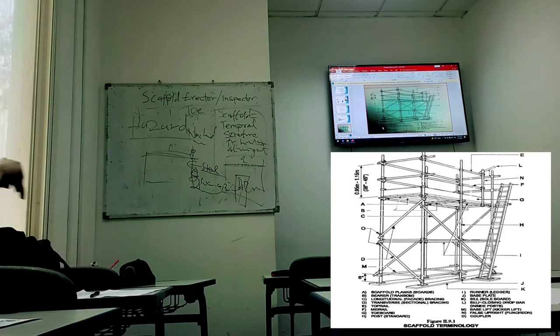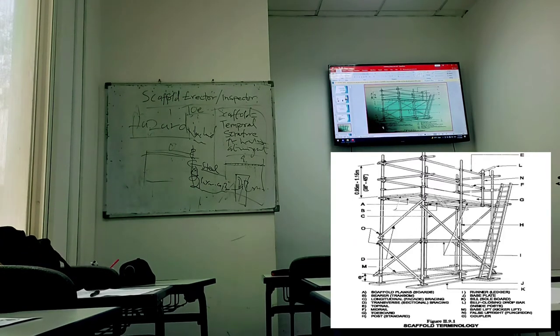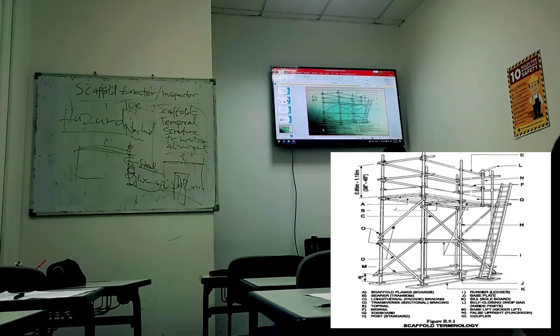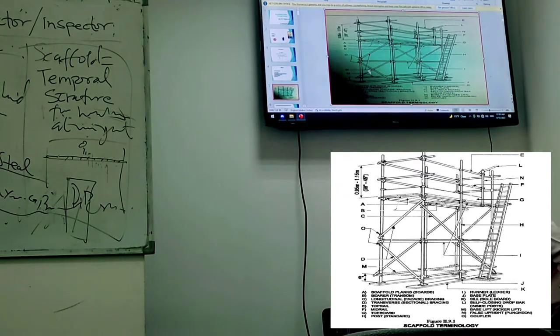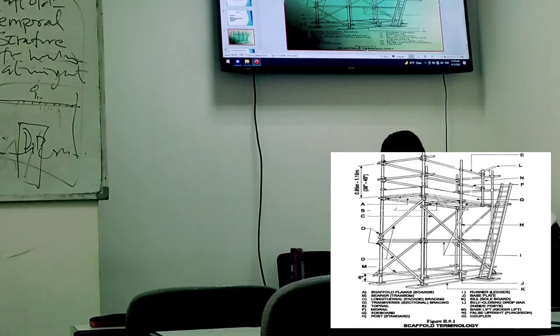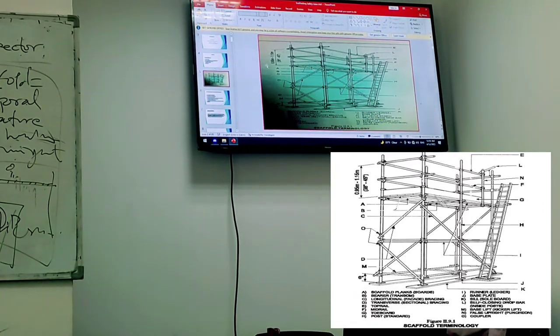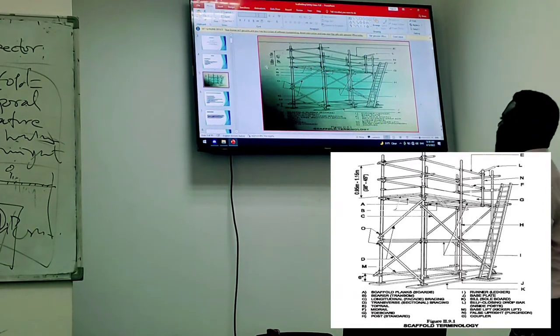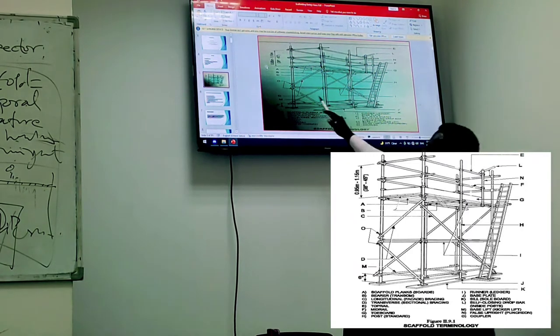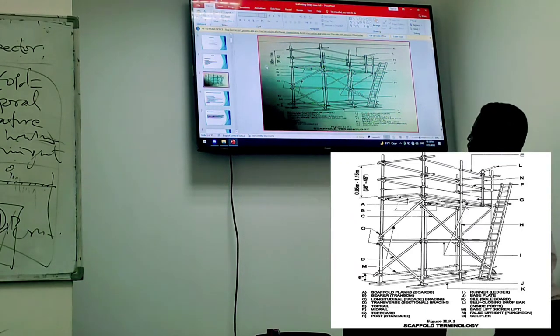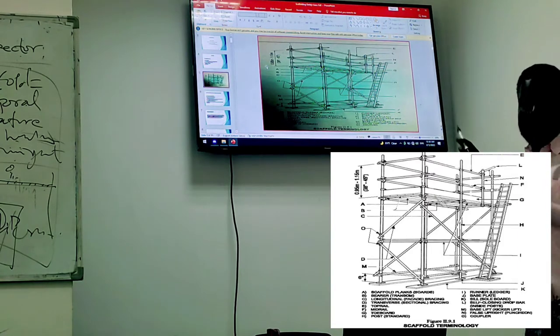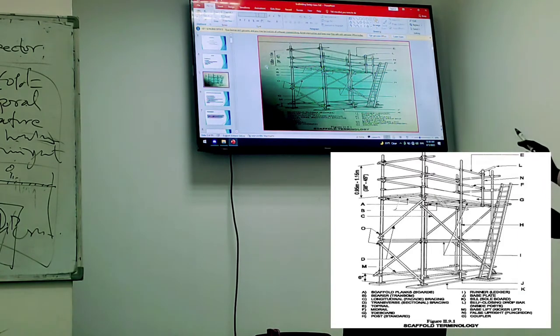We have labeled it A, B, C, D. So now you can check from the alphabet A, B, C, D. This is the correct scaffold, okay? What is the A?